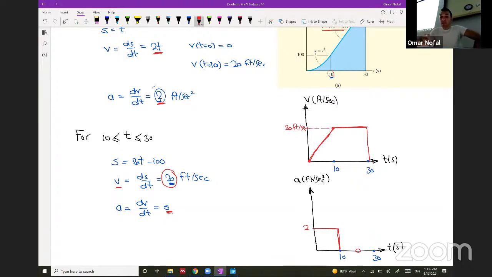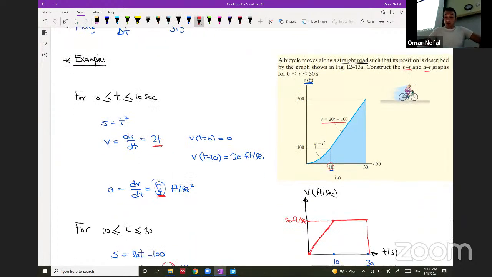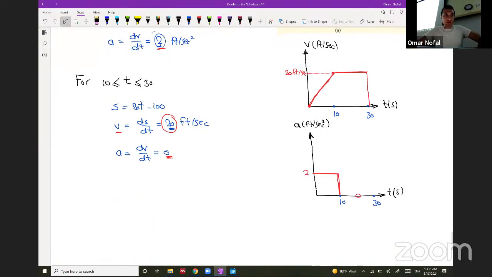So this is how the velocity and the acceleration look like for this erratic motion that has two functions that describe the position with respect to t. Does anybody have any question on this problem or anything else during this lecture before we move forward with the class exercise?